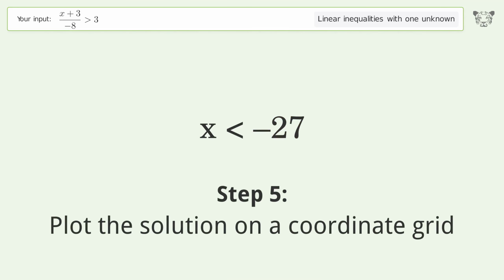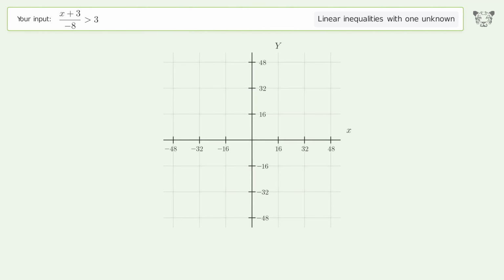Plot the solution on a coordinate grid. And so the final result is x smaller than -27.